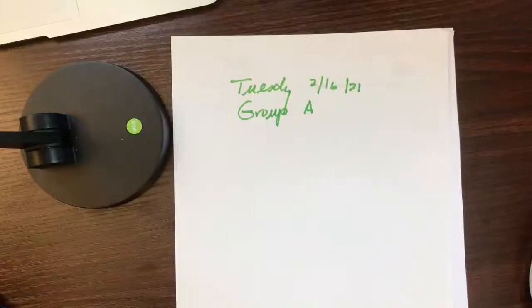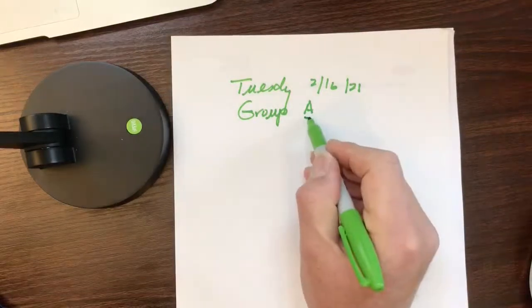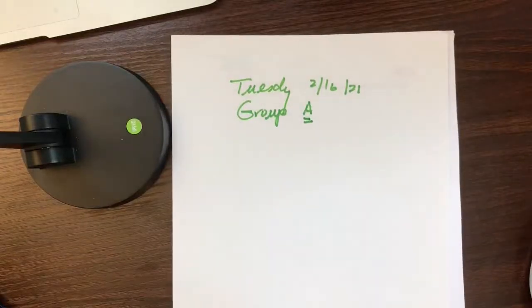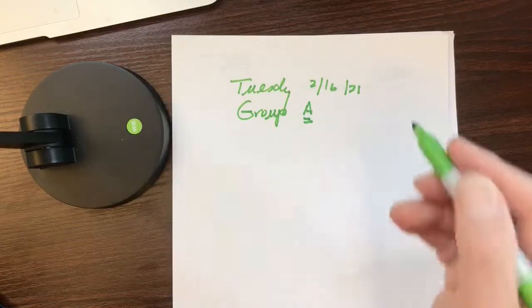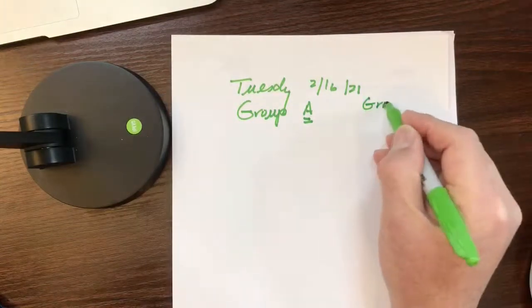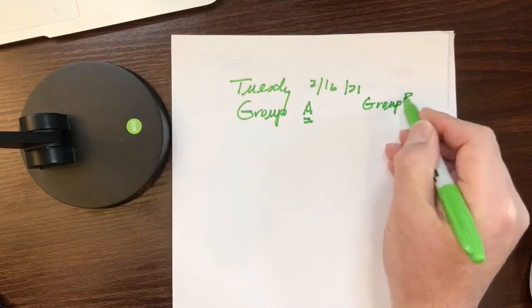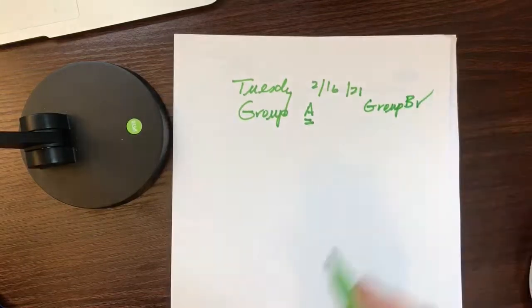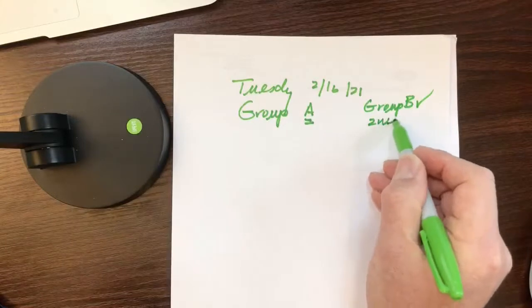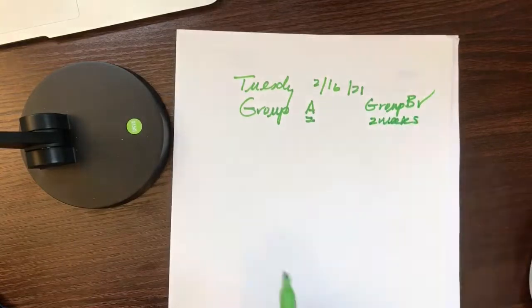Okay, so tomorrow we're going to see each other, Tuesday, February 16, and tomorrow is Group A. Now, what I'm going over, the aspirin lab, would also be okay for Group B. Group B would be here at the lab 2 weeks from now, but it would be okay to listen to this if you have time.